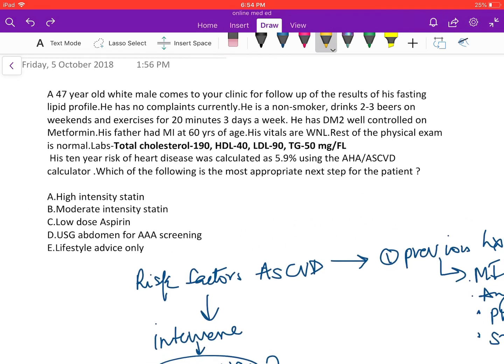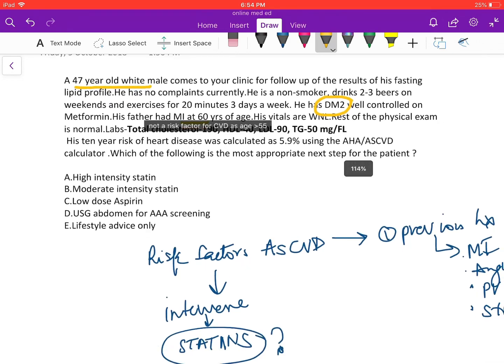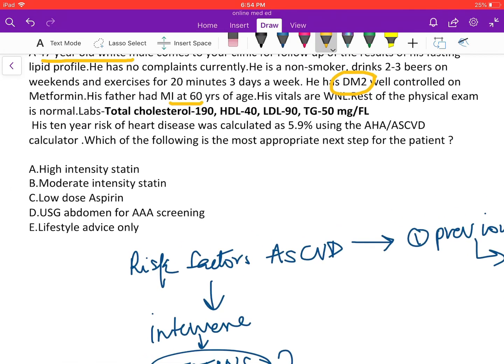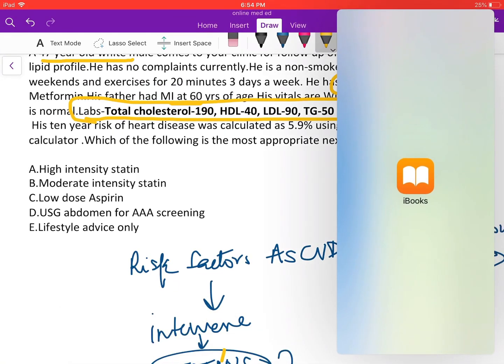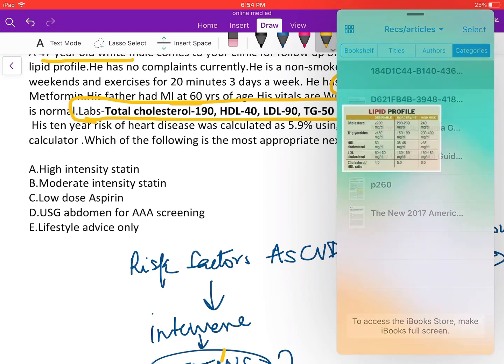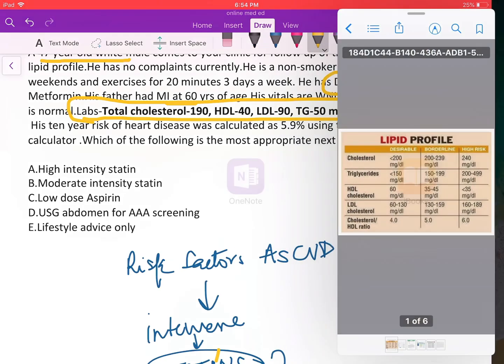So his age, his sex, and his ethnicity can be risk factors. But the big one here is really his history of diabetes. He also has a past family history of CVD, so that's one. But how about his labs? What do you feel about his lipid profile? Now let's compare it with the normal and see what you think about it.